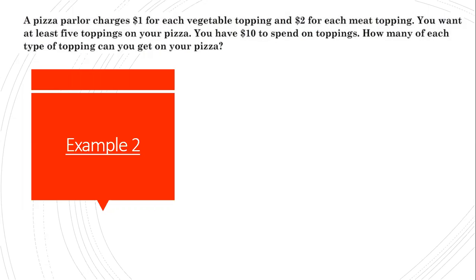All right. We have a pizza parlor charges $1 for each vegetable topping and $2 for each meat topping. You want at least 5 toppings on your pizza. You have $10 to spend on toppings. How many of each type of topping can you get on your pizza? Okay. So again, we're going to establish our X and Y. So we have vegetable toppings and we have meat toppings. We can let X equals our vegetables, and we can let Y equals our meat.